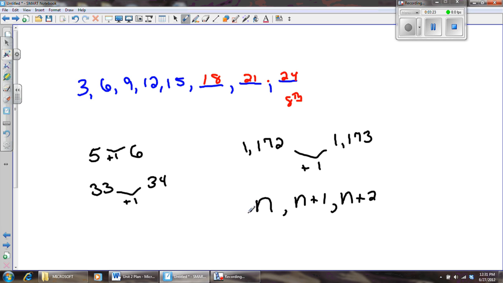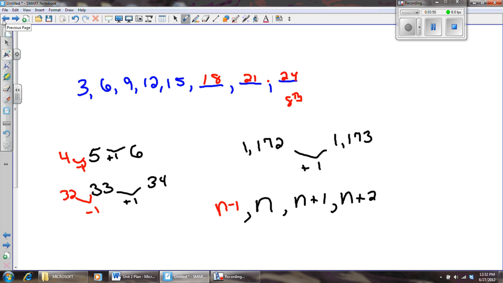Here's a good question. What number would be before n? Well, what number is before 5? 4. How do you get there? We subtract 1 because we're going backwards. 32 comes before 33. How do we get there? We subtract 1. So the number before n must be n minus 1. All right, we have to think about variables in that way. Now that we've done that, we're going to go take a look at some patterns.